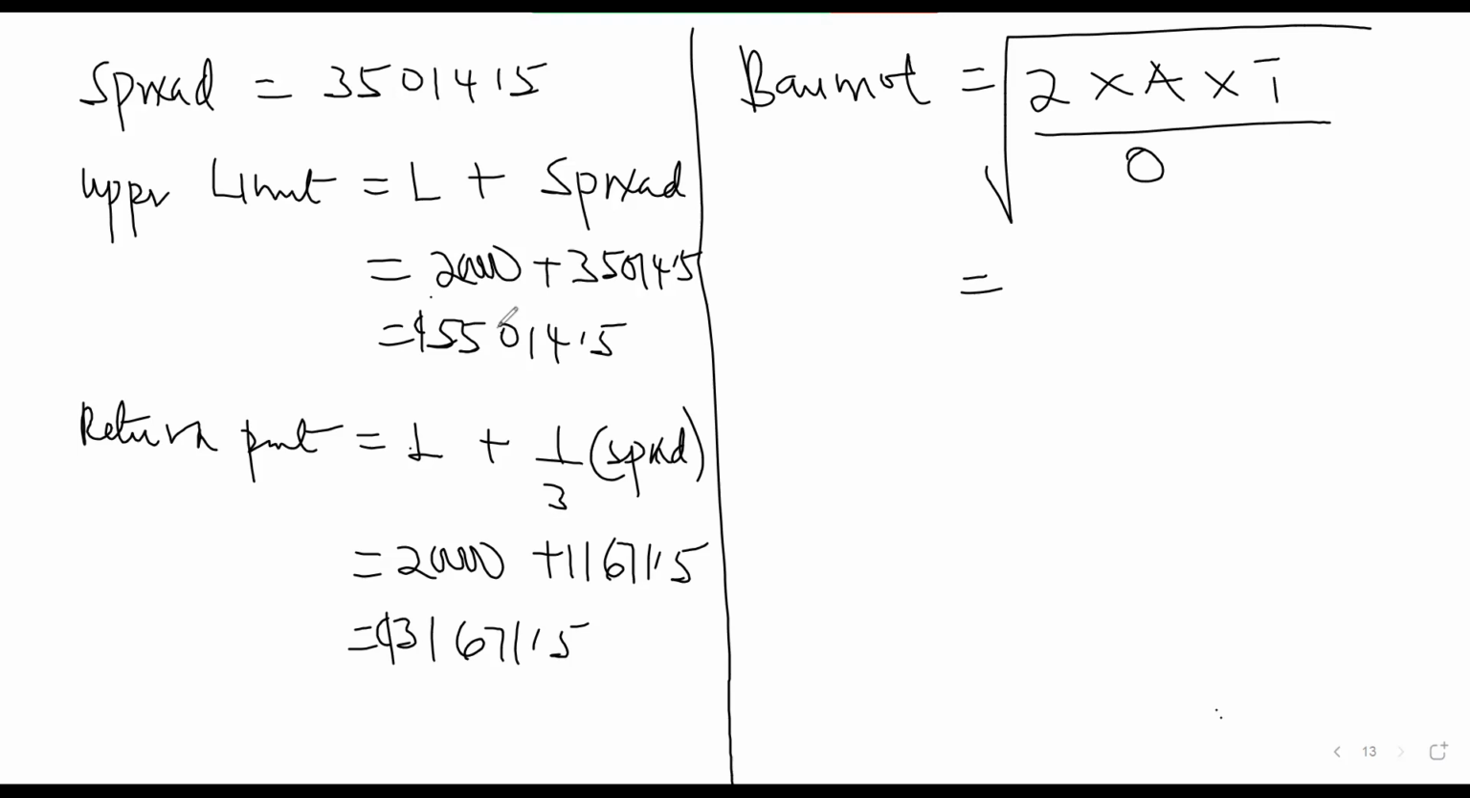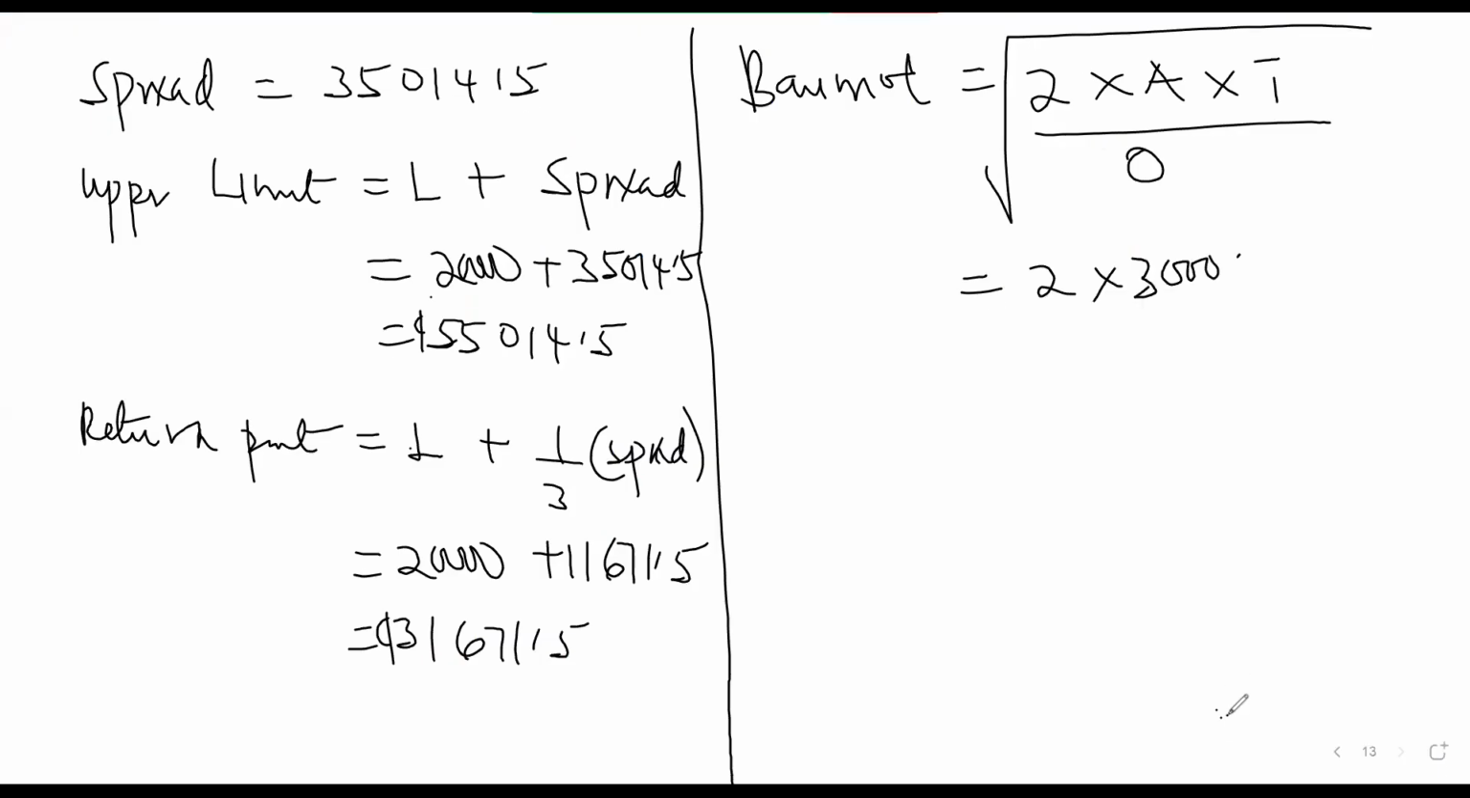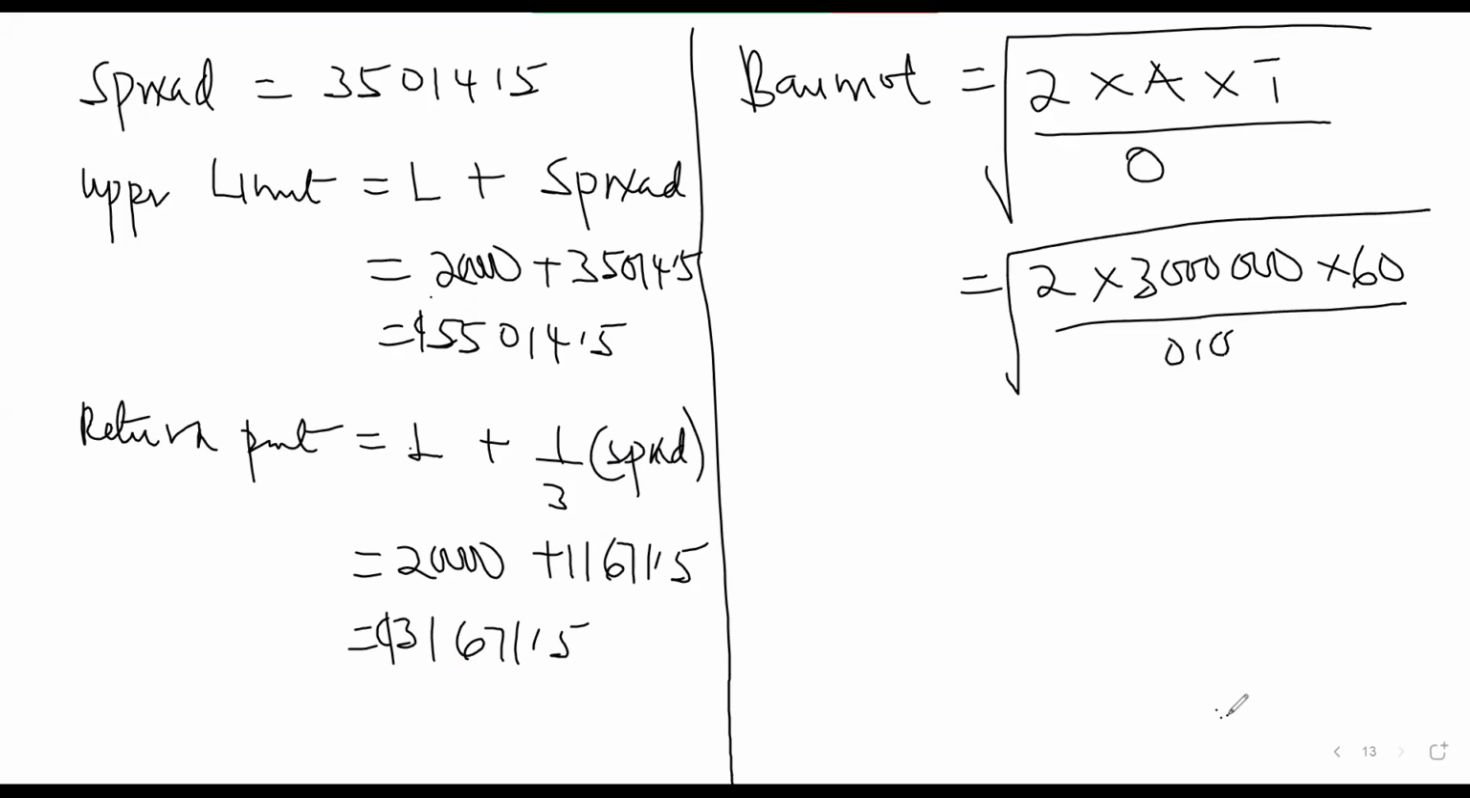Okay, so you come to the 2 times the annual cash flow given to us. The question did not ask us, but I just want to draw your attention to how we do the Baumol issues. You can see that each year the expenditure is 3 million. So that will be the annual cash demand. So 3 million times the transaction cost of 60, all of this divided by the interest rate 0.5.